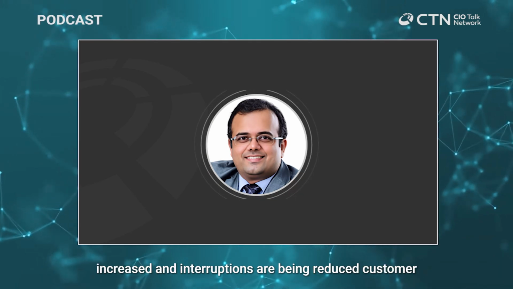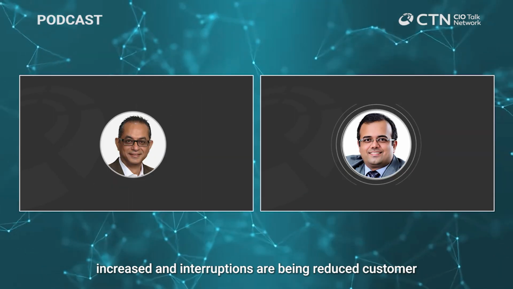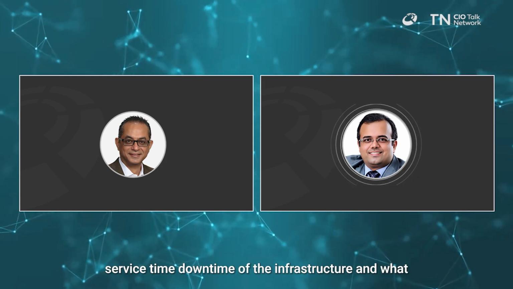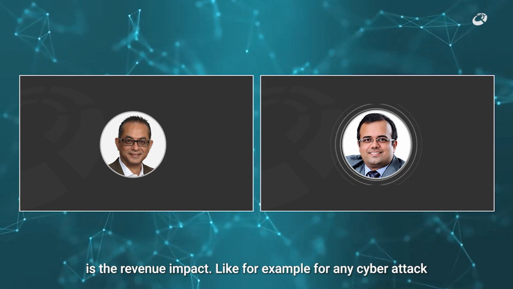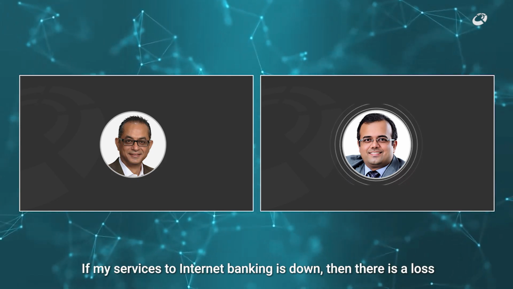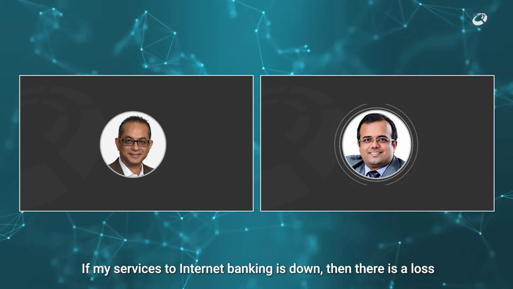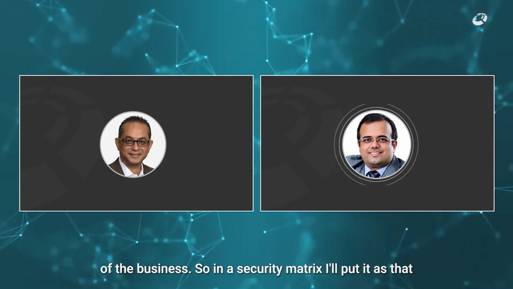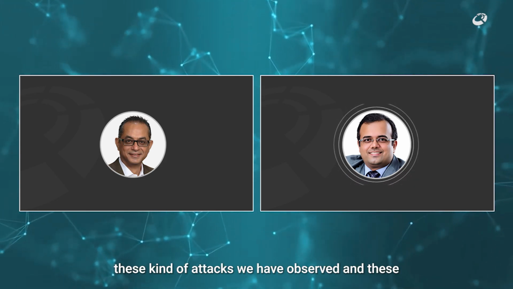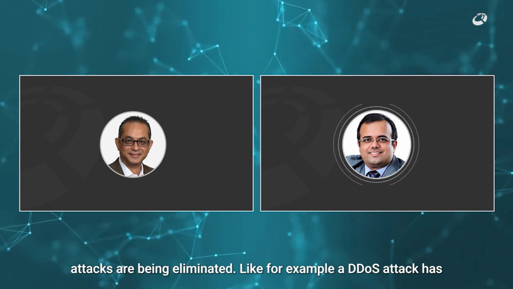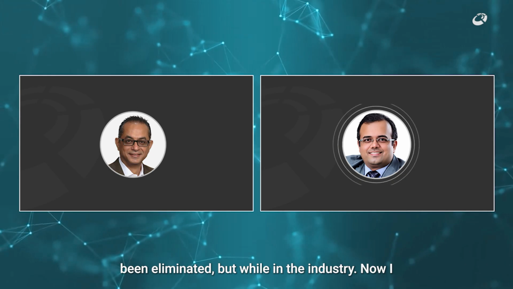It also shows how security has increased and interruptions have been reduced: customer service time, downtime of the infrastructure, and what the revenue impact is. For example, in a cyber attack, if my internet banking services are down, then there's a loss to the business. So in the security metrics, I'll put down that these kinds of attacks were observed, and these attacks have been eliminated. For example, a DDoS attack was eliminated.